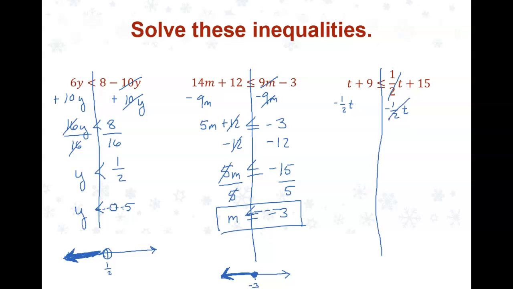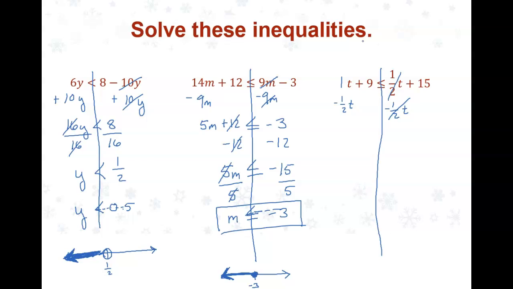The only thing that's kind of tricky here is we need to combine these like terms. We need to figure out what 1 minus 1/2 is. Well, let's see. 1/2 plus 1/2 is 1. So 1 minus 1/2 is going to be 1/2.